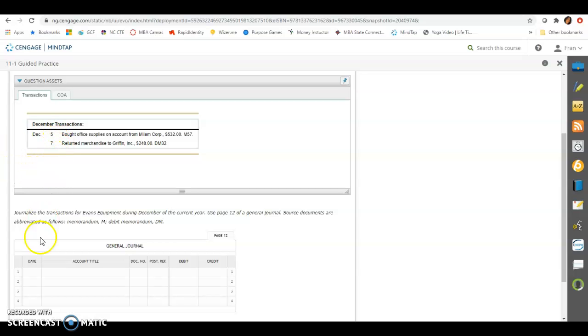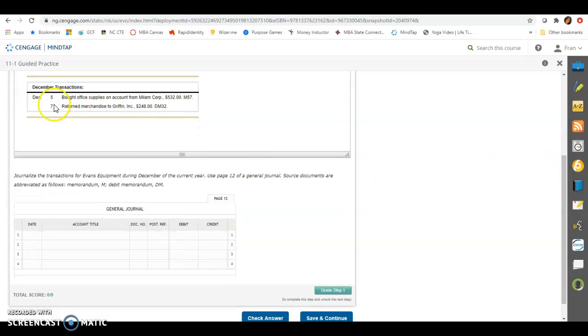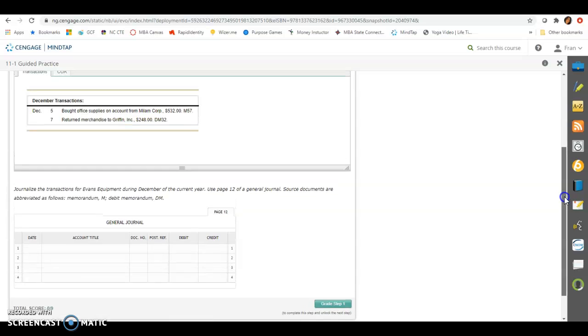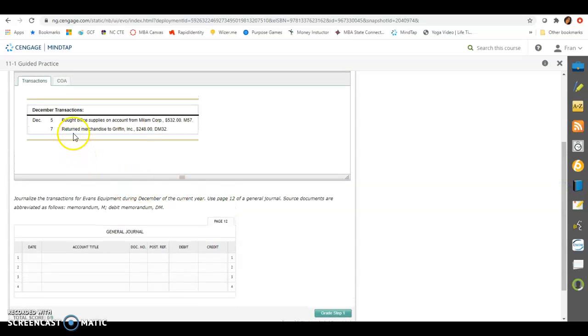We will start right here with two transactions only. The first one, December 5th, bought office supplies on account from Millium Corporation. We've done these with the general journal before, so it's not going to be that different. Even though this is on account, it can't go in the purchases journal because this is office supplies. It's not for merchandise. Only merchandise on account goes in the purchases journal. Because this is not that, it has to go in the general journal.